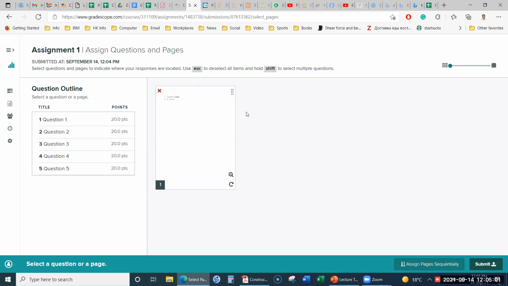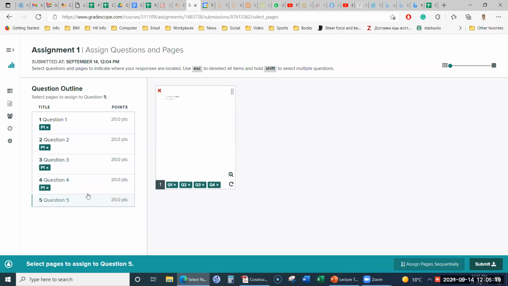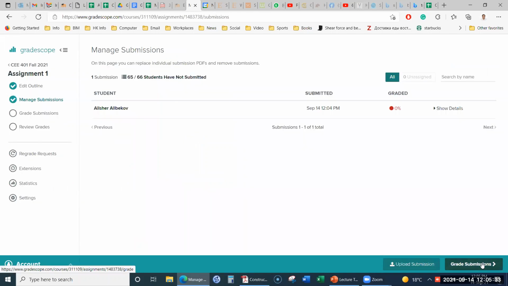So here you will have to mention that question number 1 is on this first page, and if you have a second page, you will mention that question number 2 is on the second page. But here there is only one page, so I will just keep clicking like this. So you have to mention which question is on which page. Once you select it, you can hit the submit button. In this way you will submit the assignment.